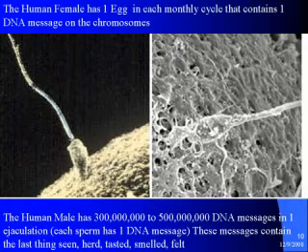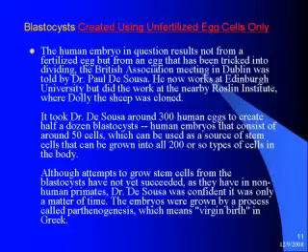There was a doctor who was trying to do stem cell research. His name was Dr. DeSouza. In his study, he found out that the human embryo in question results not from a fertilized egg, but from an egg that has been tricked into dividing. The British Association meeting in Dublin was told by Dr. Paul DeSouza. He now works in Edinburgh University, but did the work at the nearby Roslin Institute where Dolly the sheep was cloned.